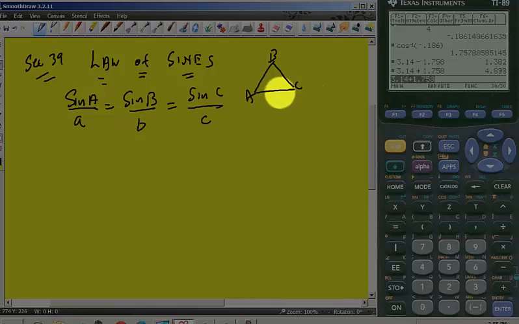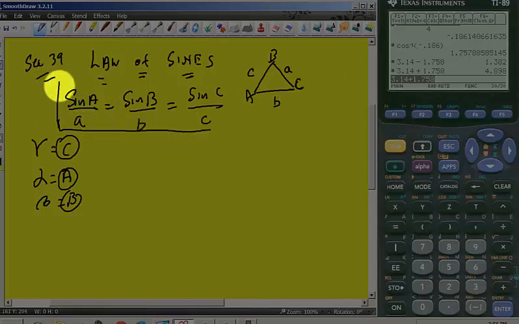Notice this is side B, this is side A, and that's side C, and this is angle C. Now, in our assignment, sometimes they use the Greek letter alpha instead of A, and they'll use a Greek letter for B. If you want to change this into A, B, and C, you can do that. So you have to memorize this theorem, or this law.